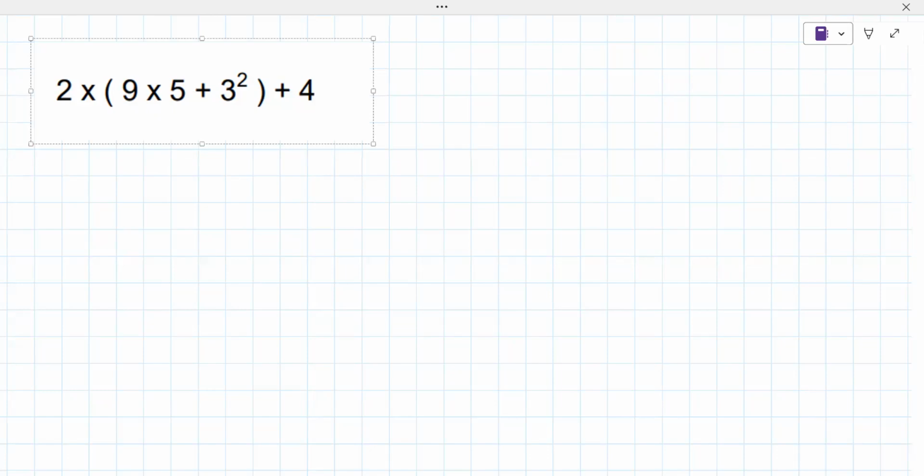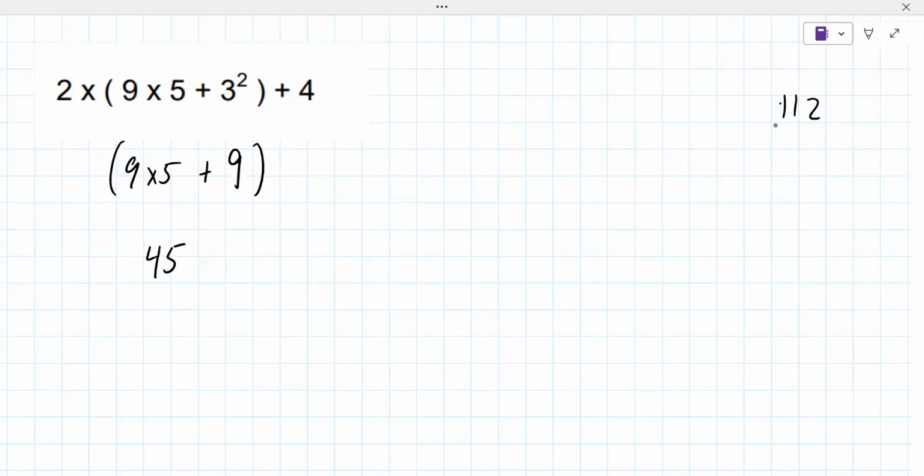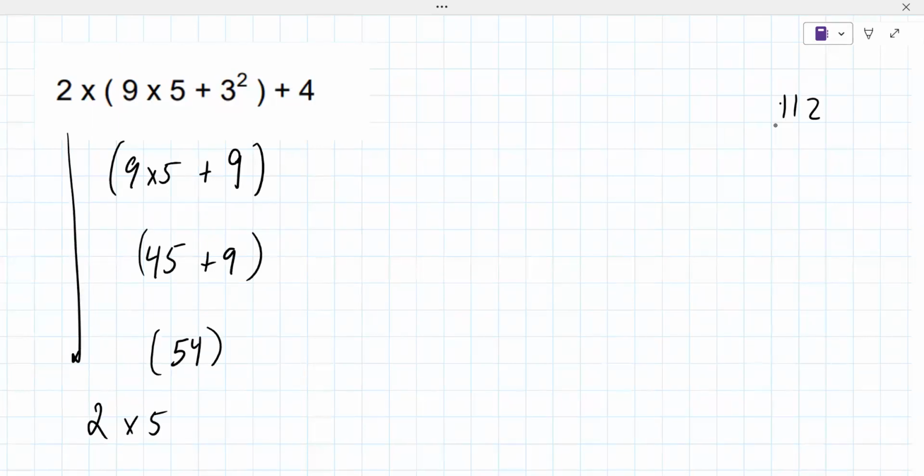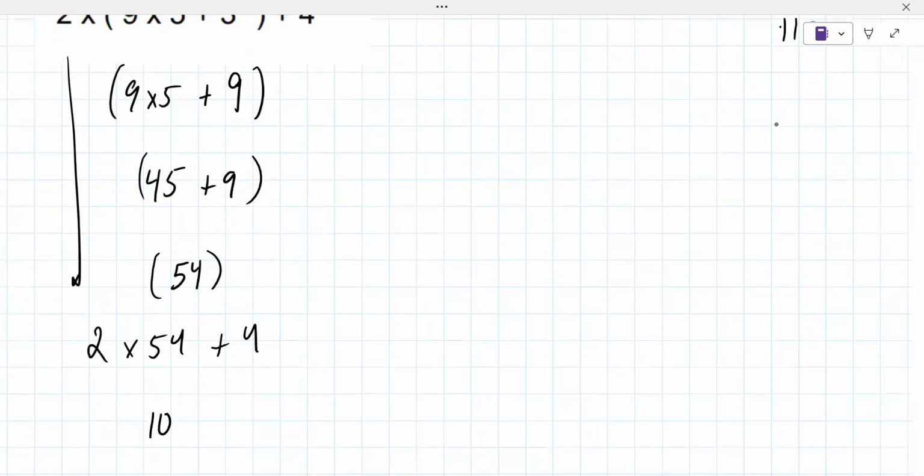I got 112. Okay, let's take a look here. So it's inside parentheses. You first do the 3 squared, which is 9, and then 9 times 5. It's also okay to just write that stuff where you don't have to keep rewriting the other things. 9 times 5 is 45 plus 9, and that's 54. And then you can drop the parentheses and start bringing other stuff. So it's like 2 times 54 plus 4. So 2 times 54 is 108 plus 4 is 112.